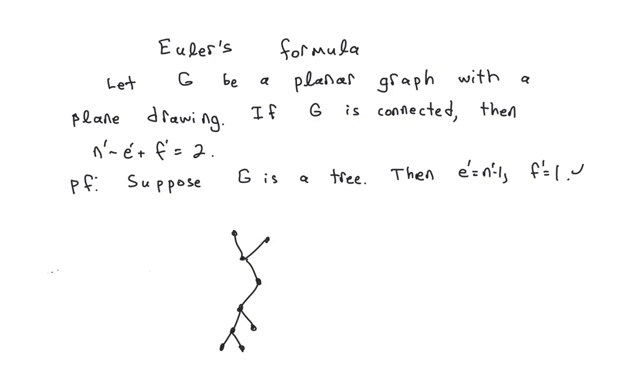In the base case, the minimum number of edges you can have is when you have a tree. So suppose G is a tree, then the number of edges is 1 less than the number of vertices. And every tree has a plane drawing, as so. And in this case, there's always only the outer face, so there's exactly 1 face. So then you have these 2 equalities, and if you do the correct calculation, you always get 2.